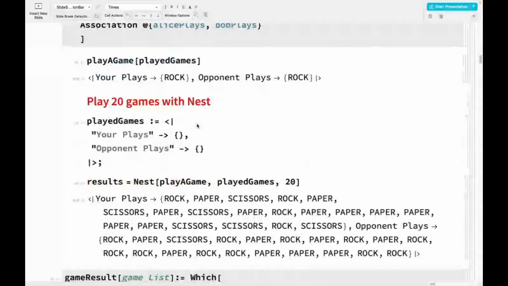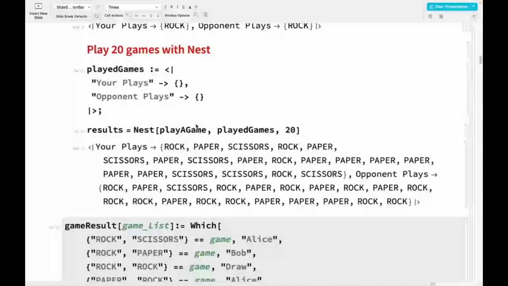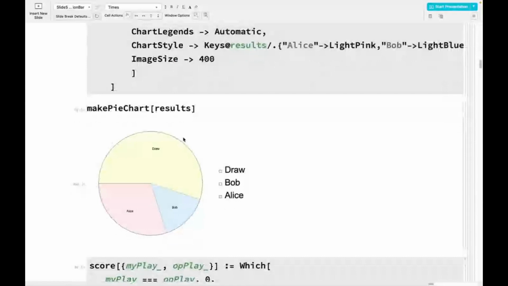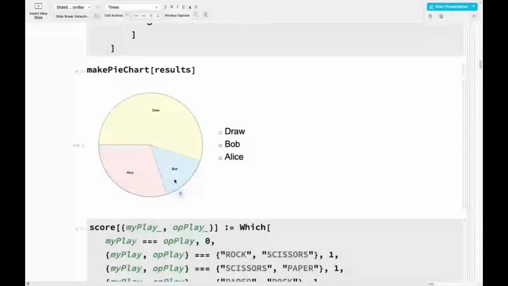And then once we have this function, we can use the nest function and run the experiment for 20 games. And then we can analyze the results with these couple of custom functions to generate a pie chart. In this case, Alice is the GPT-4, and Bob is the GPT 3.5 Turbo.